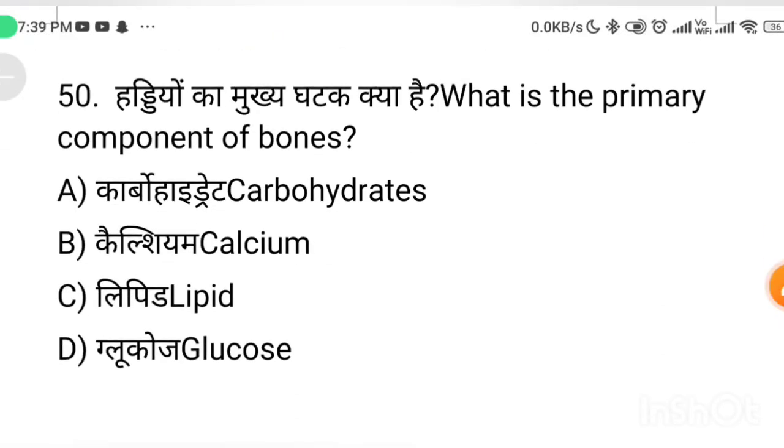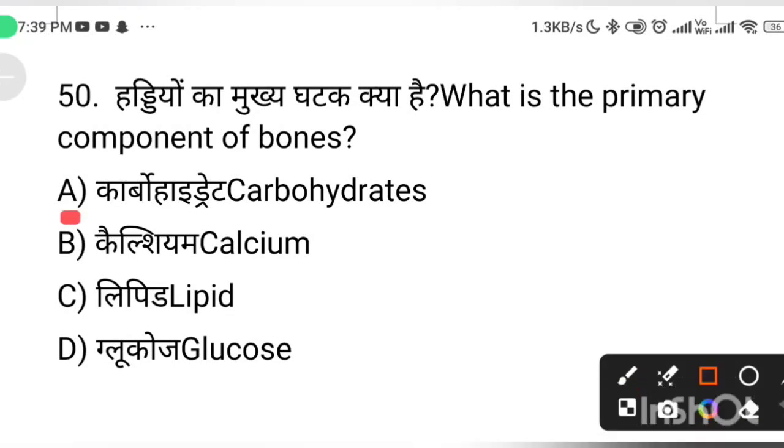What is the primary component of bones? Option A, carbohydrate. Option B, calcium. Option C, lipid. Option D, glucose. Correct answer is option B, calcium.